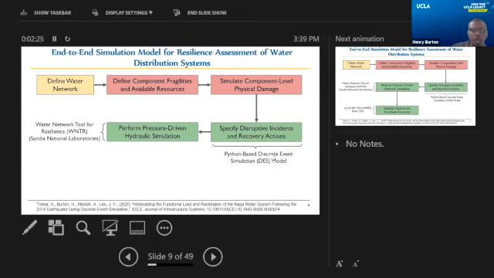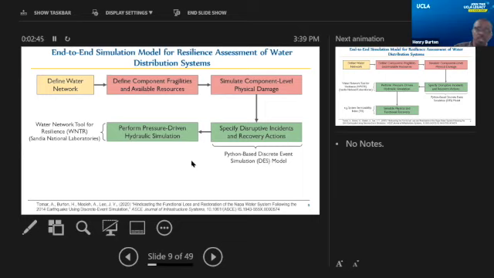Now, we've simulated the physical damage, and we've quantified what that means in terms of a disruptive incident, as well as whatever actions are needed to bring about recovery. And so the question becomes, how do you measure functionality of the system?